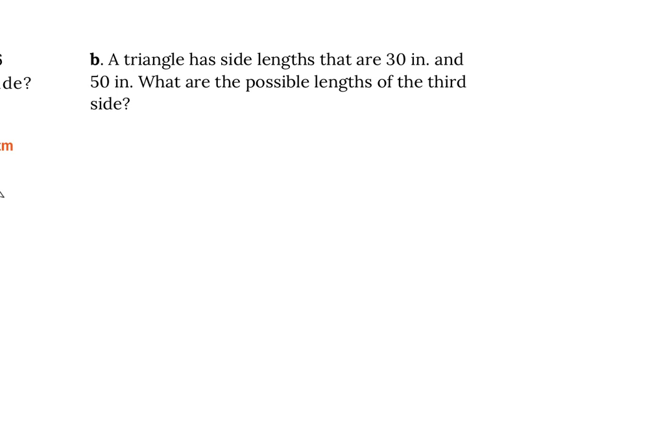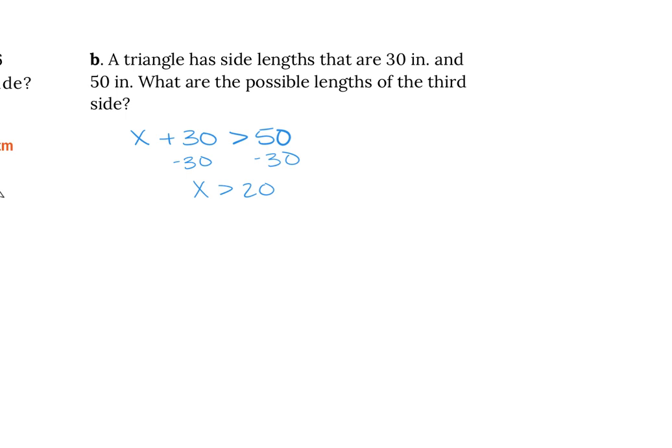All right, B for our try it. A triangle has side lengths that are 30 inches and 50 inches. What are the possible lengths of the third side? Again, we are going to assume that our missing value is one of the smaller sides. So x plus 30, the smallest one they gave us, is greater than 50. So x has to be greater than 20.